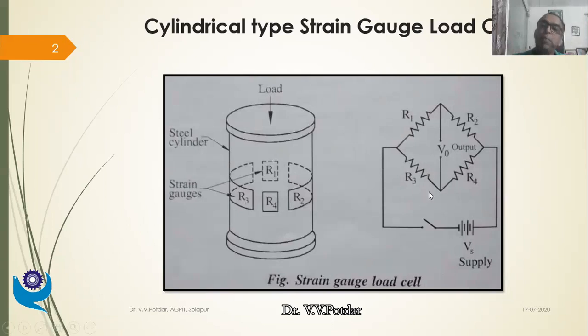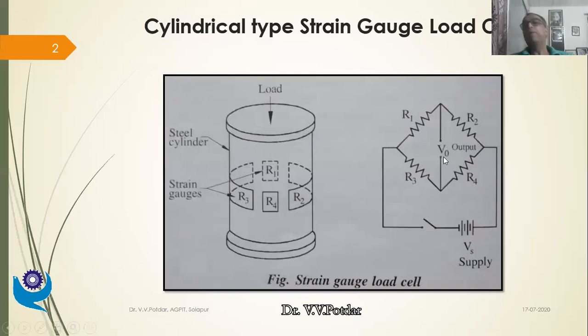So the arrangement of the bridge will remain same. R2 and R3 will always be of same nature. So R2 and R3 will be in opposite arms. R1 and R4, in the tensile cases, will be subjected to tensile strain. R1 and R4 are also same nature. So those are also in opposite arms. So rest of the bridge circuitry is same. I have a switch, I have a supply voltage, I'll be measuring the output voltage.